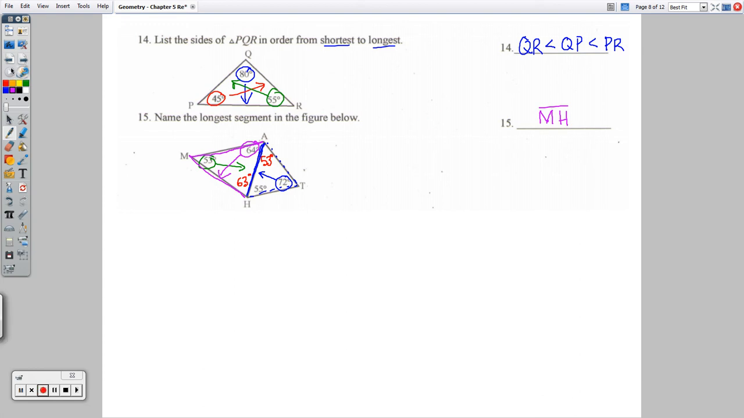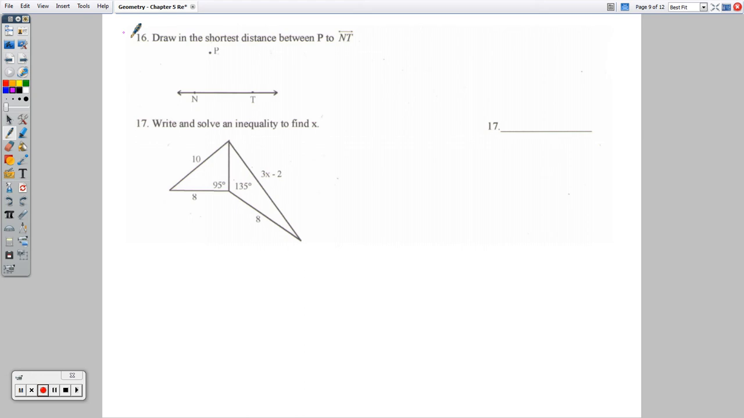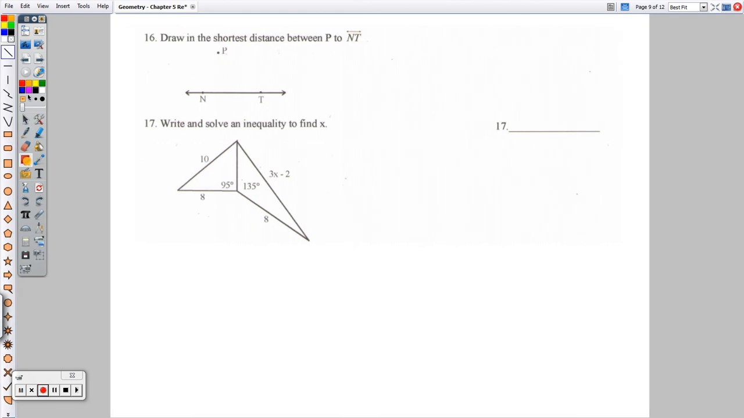So if we look at number 16 now, draw the shortest distance between P to NT. The shortest distance between a point and a line is always the perpendicular distance between those two things. It's the altitude connecting those two things. So we would simply draw in something that looks like this. So connect that point. It can't be like this, can't be like this. It's got to be perfectly perpendicular to that. And then just to show that, you draw a little box in the corner, you'd be good to go.